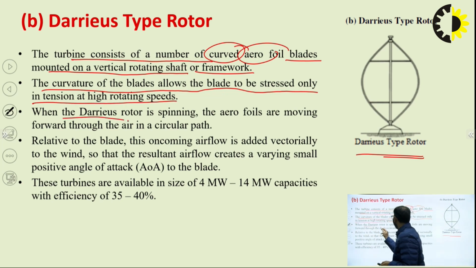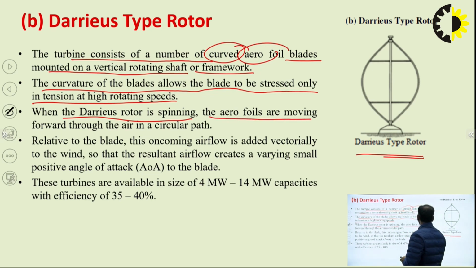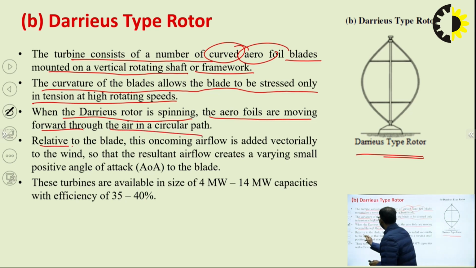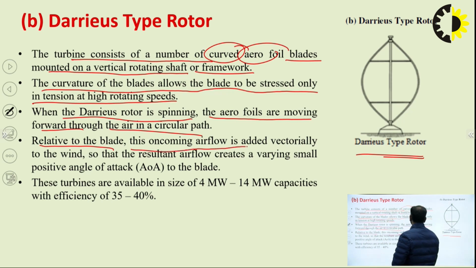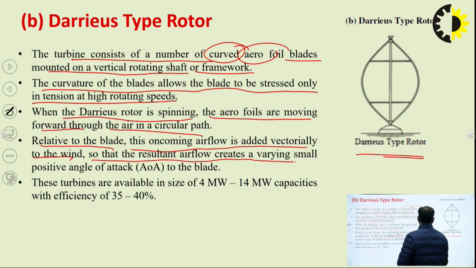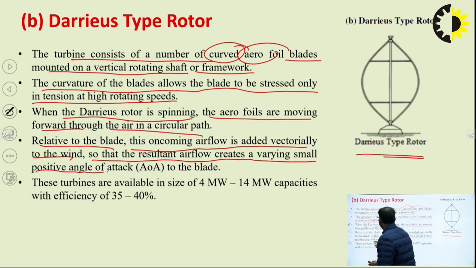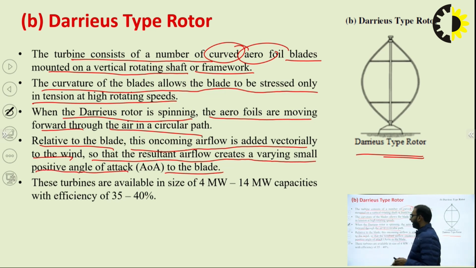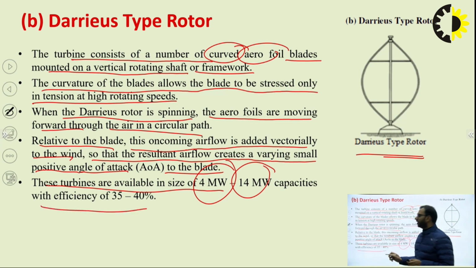When the Darrieus rotor is spinning, the aerofoils are moving forward through the air in a circular path. Then what happens? Relative to the blade, this oncoming airflow is added vectorially to the wind so that the resultant airflow creates a very small positive angle of attack to the blade. And these turbines are available in sizes of 4 megawatt to 14 megawatt capacities with efficiency of 35% to 40%.